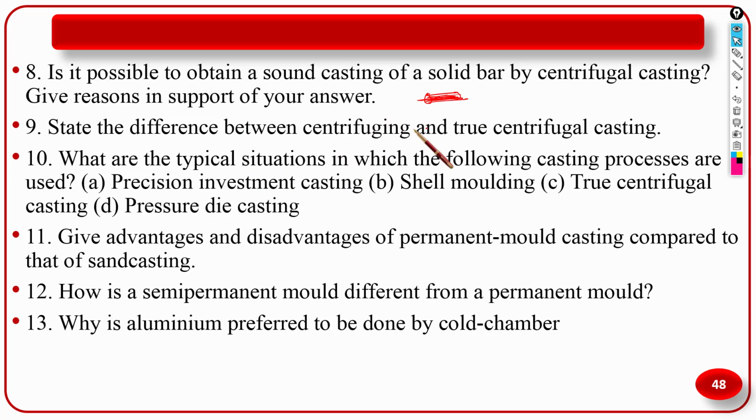State the difference between centrifuging and true centrifugal casting. We have told in centrifuging casting any kind of casting can be done, but in true centrifugal only axis symmetrical casting can be done. Here only small jobs are done, many small jobs at a time, but here only one casting, bigger one can be done. Many other differences are there. What is one very important difference in the centrifugal casting, as we have told, like this is the disc. In that disc many small casting hollows are there. Okay, now this disc will be rotated, so due to the rotation the metal will flow in this direction.